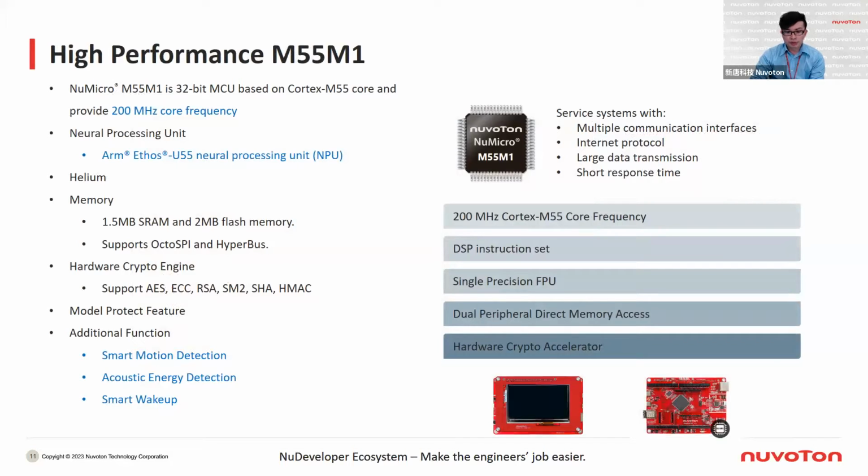The M55M1, our newest machine learning IC, features an important addition: an NPU for acceleration. Its DSP uses Arm Helium technology for computation. In terms of memory, it boasts 1.5 megabytes of SRAM and 2 megabytes of flash memory, making it the Nuvoton MCU with the largest SRAM to date. The major feature of the M55M1 is its model protect feature, which helps to keep the customer's imported model safe.